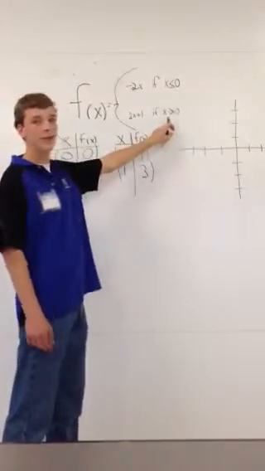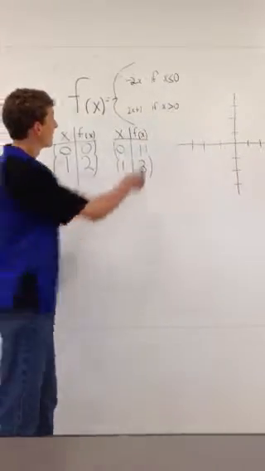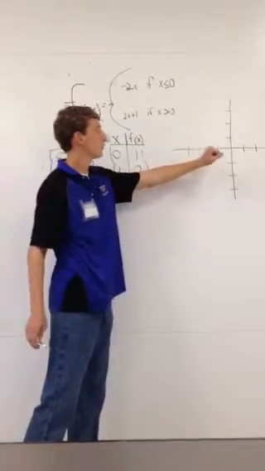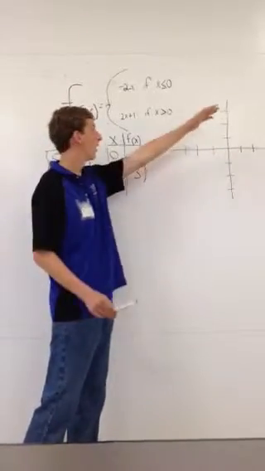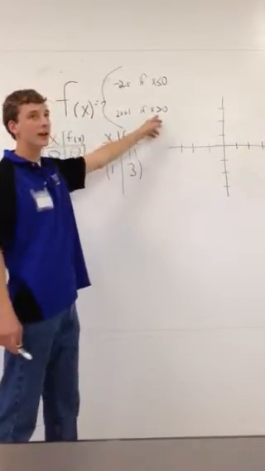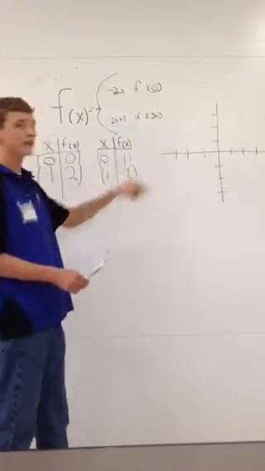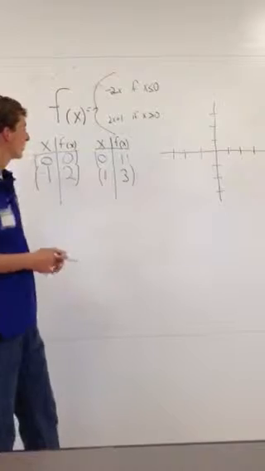Could you explain that, please? I can explain it. Since this is less than or equal to, it gets a filled-in circle because it can take that whole line. Since this is just greater than, you have to give it a hollow circle because it can't get that certain specific point.